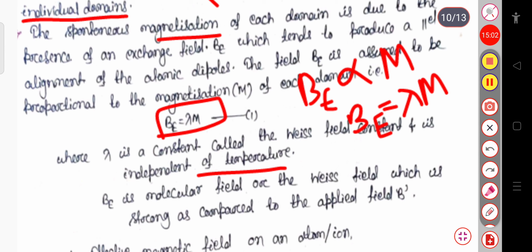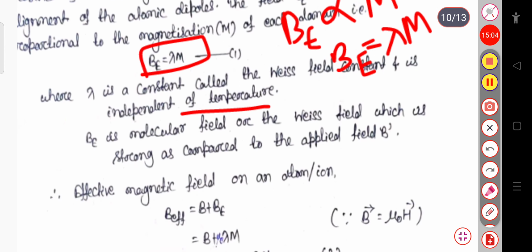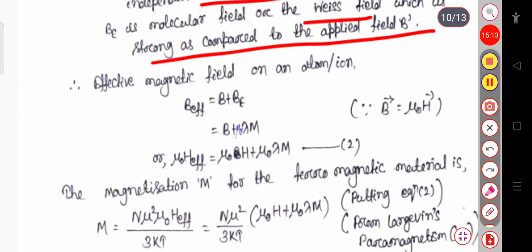And B_m is called the molecular field or the Weiss field, which is strong as compared to the applied field B. Now we can calculate the effective magnetic field on an atom or ion. So the B effective will be equal to B plus B_m. What is B? B is the applied field.